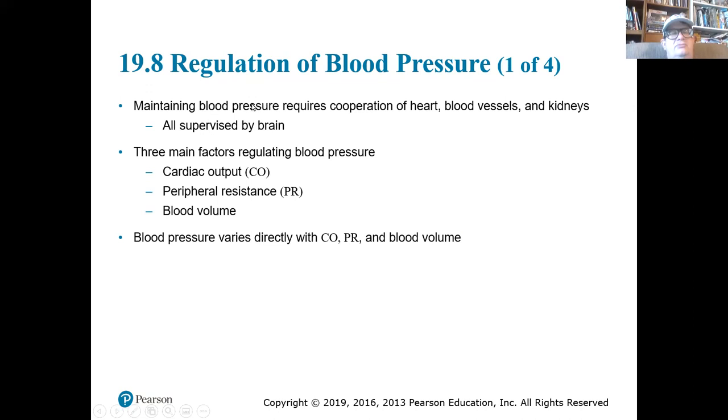But let's get back to this. All this is supervised by the brain. We have 3 factors regulating blood pressure. I feel some math coming on again. Pay attention. You'll need to know this. Cardiac output, peripheral resistance, and blood volume. Blood pressure varies with heart output, peripheral resistance, and blood volume.